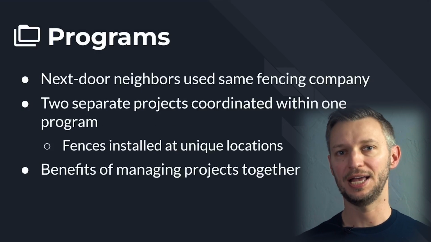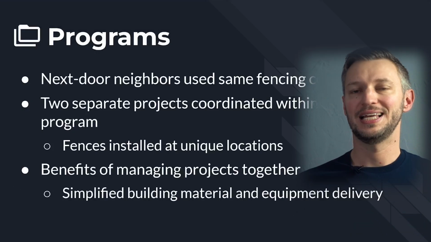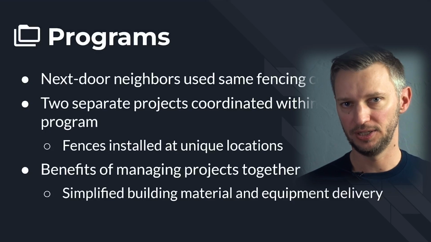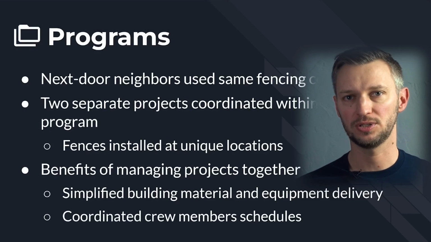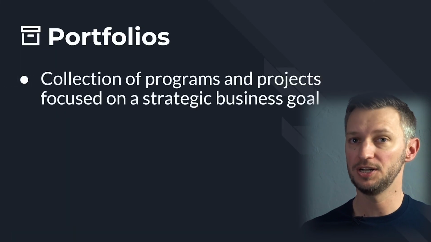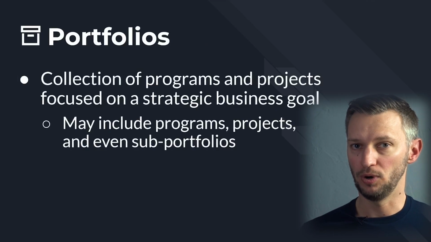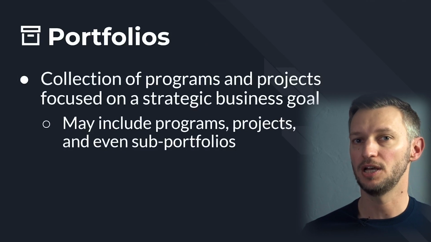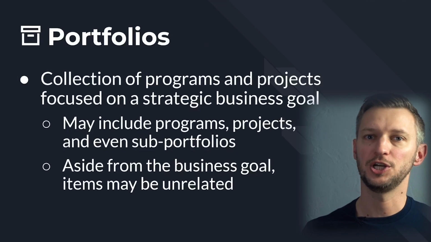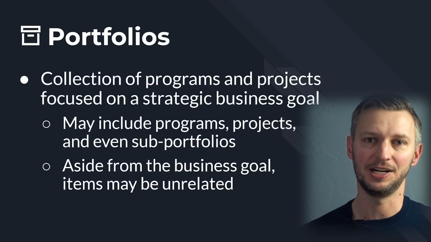Two fences installed at unique locations. The benefits that they receive from managing these two projects together in a single program is that it simplified building material and equipment delivery, and it also helped them coordinate crew member schedules. So a program is a collection of projects that benefit from being coordinated together. Let's check out portfolios. A portfolio is a collection of programs and projects that are focused on a strategic business goal. Portfolios could include programs, projects, and even sub-portfolios. And aside from that strategic business goal that these are focused on, these projects and programs may not really be related in any other way.